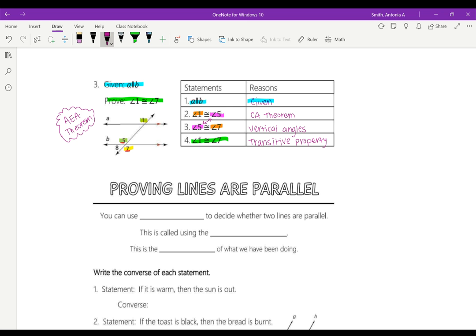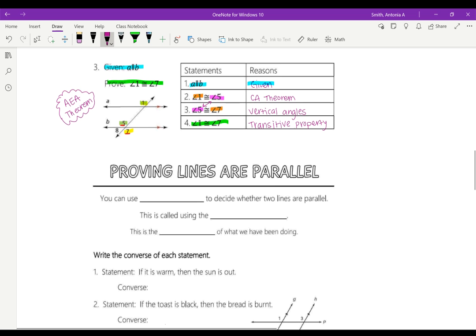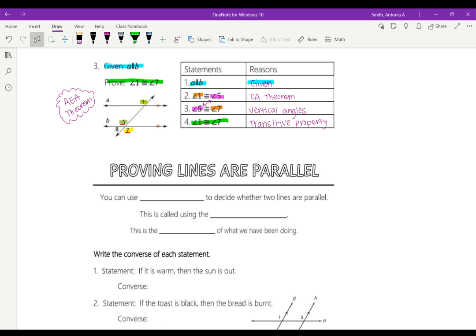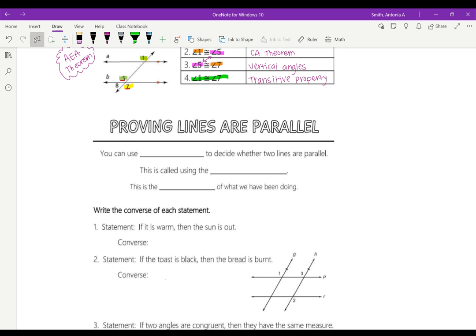So now that we're a little bit more familiar with parallel line proofs, which is what we were just doing, let's talk about how we can prove that lines are parallel instead of being given that lines are parallel. In all the proofs that we've seen so far, all of our given information was that our lines are parallel, and then we used that to prove other things. Now we're going to prove that lines are parallel. And in order to do that, we're going to have to learn about converses, not the shoe.